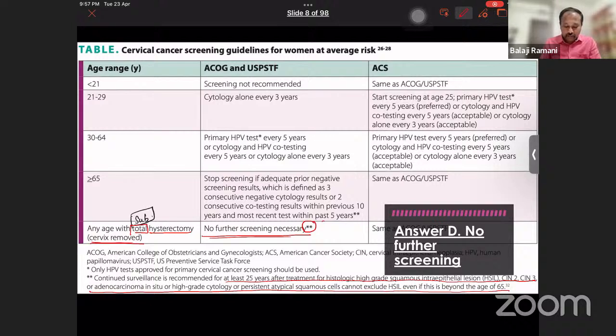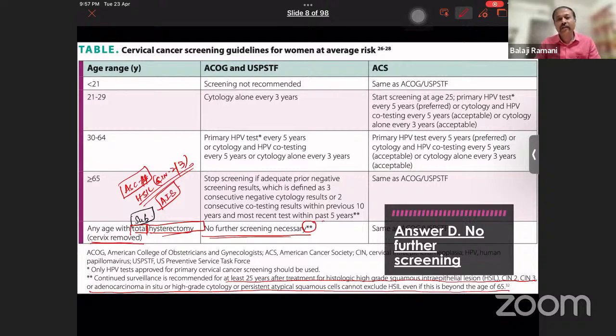So after hysterectomy, when can you avoid screening? Only when the hysterectomy is not done for these conditions. So what are they? ASC-H. There is a group called ASC-H, ASCUS, which is suspected high-grade cytology. Then you have your HSIL, which is essentially your CIN2 or CIN3. Whenever it is there, or adenocarcinoma in situ, it is known as AIS, adenocarcinoma in situ.